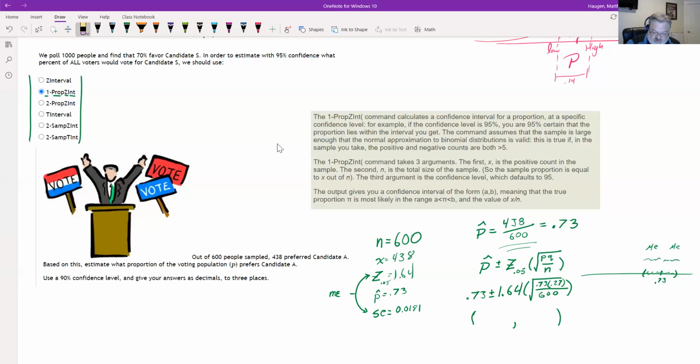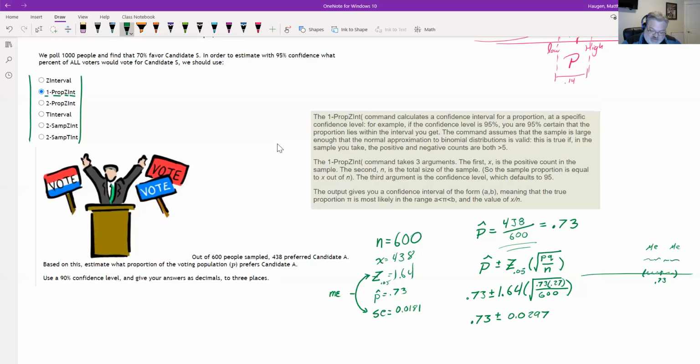We were doing that a lot yesterday because I was trying to make sure you got the idea of what the difference between the standard error and the margin of error was. So what's that product between the 1.64 and the 0.0181? What is that margin of error? 0.0005. That seems awfully small. I got 0.0297. Oh, it's because I forgot the square root again. Yeah, that's what I got too.